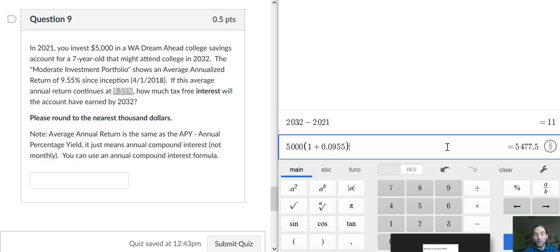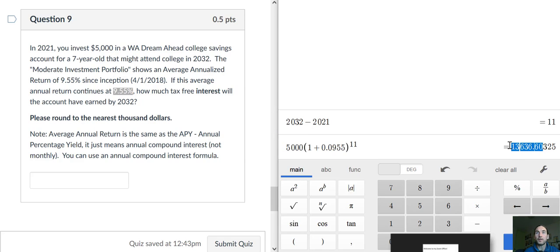With the compound interest formula, after 2 years, that would be to the power of 2, you would have $6,000, right? After 3 years, you would have 6,500 roughly. After 4 years, you would have 7,200. So how much would you have in the investment after 11 years? You'd have $13,636.60. Okay, so that is the answer to the nearest cent.